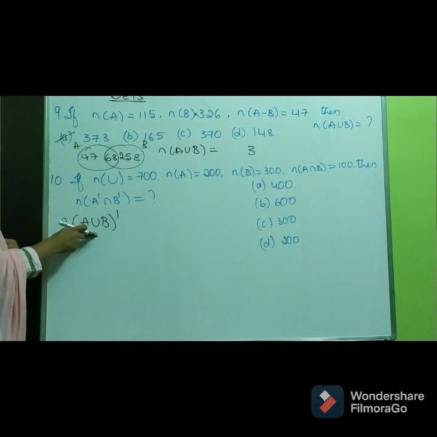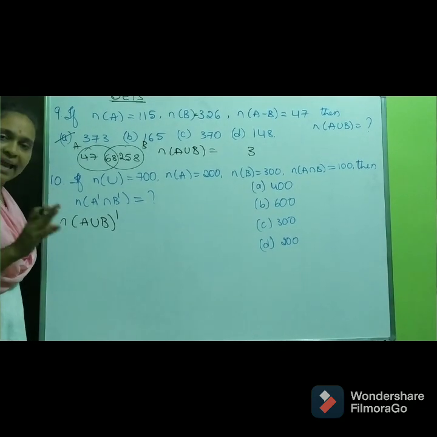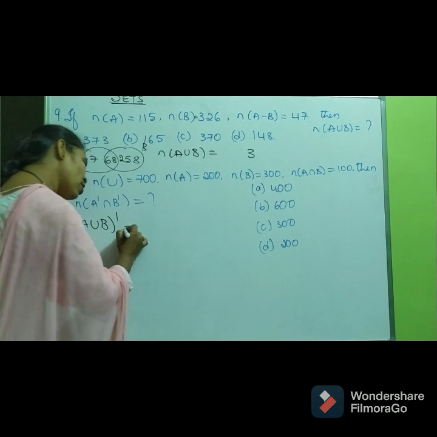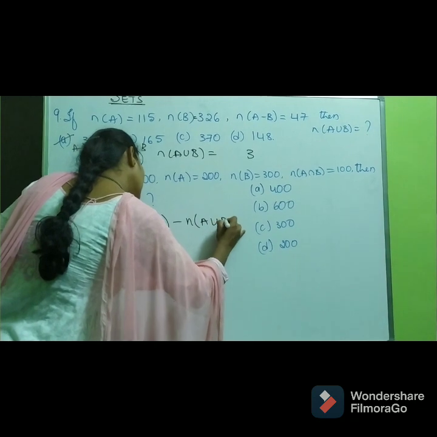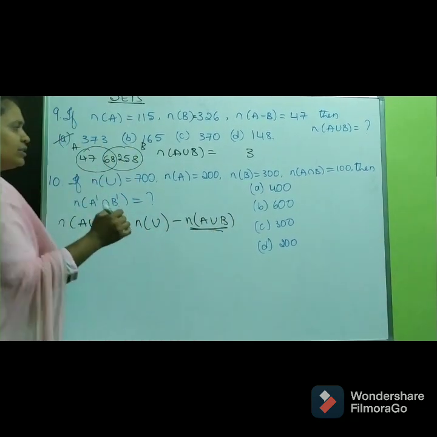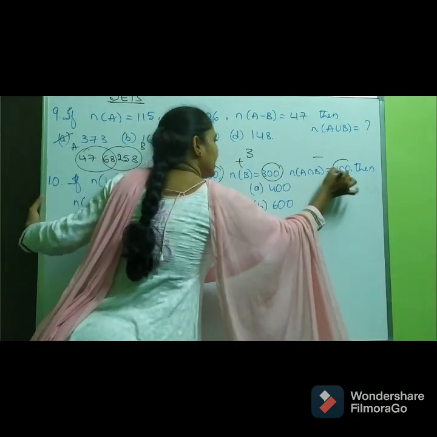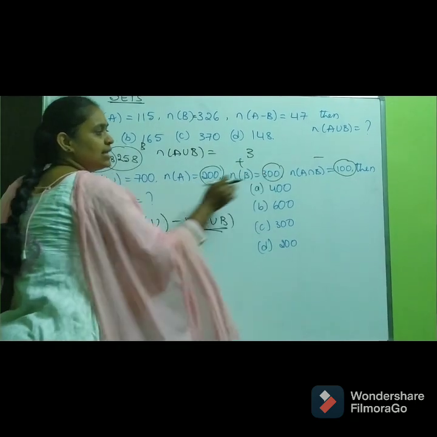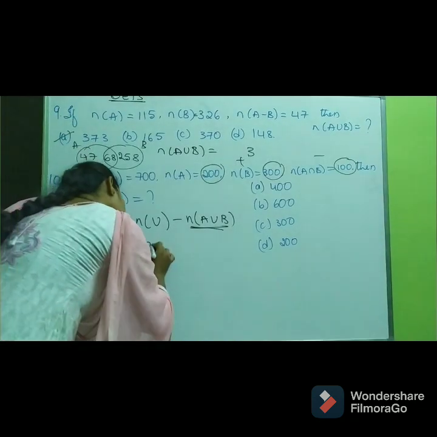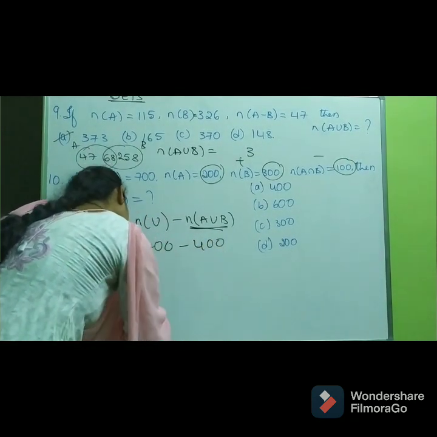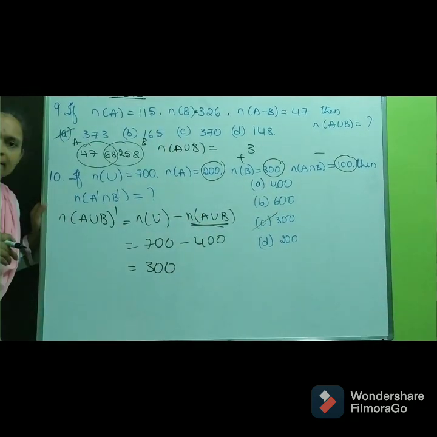You know how to solve A union B. For n of A union B, you need to apply n of A plus n of B minus n of A intersection B. Or else for this, the formula is n of U minus n of A union B. Solve this n of A union B. N of A union B means what? 200 plus 300 minus 100. So 200 plus 300 is 500. 500 minus 100 is 400. N of U is equal to 700 minus 400, which is nothing but 300. So our answer is 300.